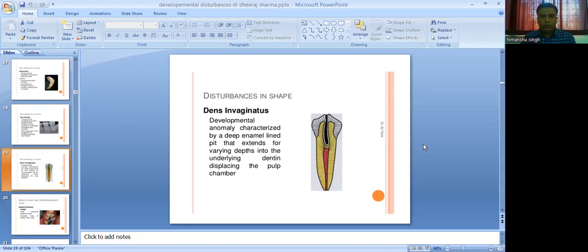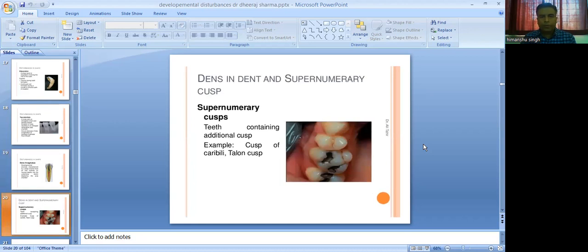Then we have first dens invaginatus. It is a developmental anomaly. It is characterized by a deep enamel-lined invagination that extends for varying depth into the underlying dentin, which may reach the pulp chamber or apical area. Then we have supernumerary cusps, teeth containing additional cusps. Examples include talon cusp and cusp of Carabelli. In this photograph, you can see the cusp of Carabelli in the maxillary first molar.